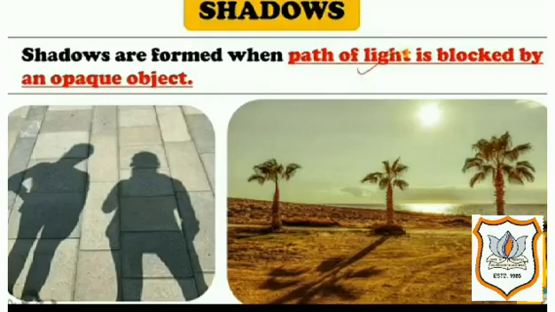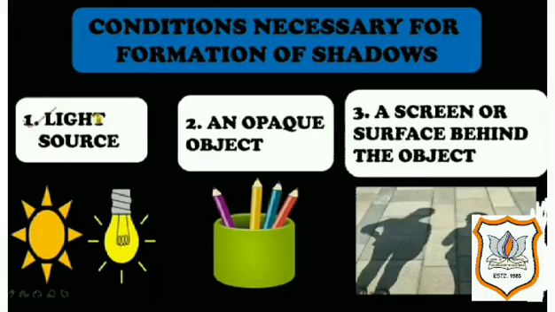Our today's topic is about shadow. How are shadows formed? Shadows are formed when the path of light is blocked by an opaque object. What are the conditions necessary for the formation of shadows? Number 1, light source. Number 2, an opaque object. Number 3, a screen or surface behind the object.